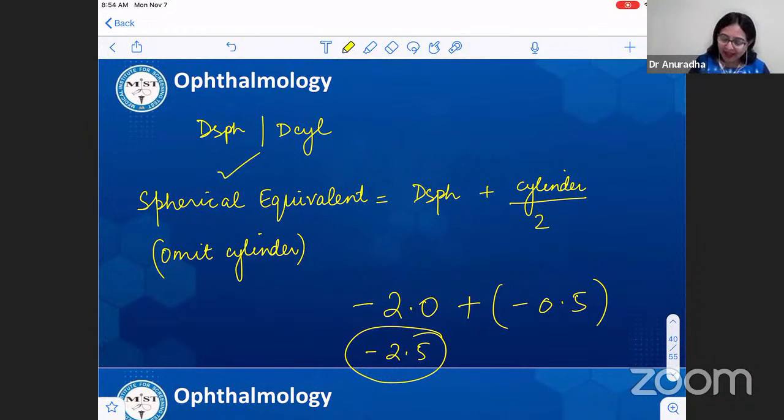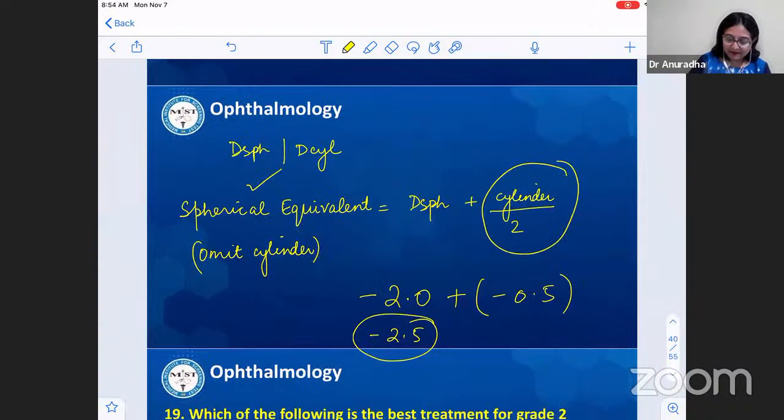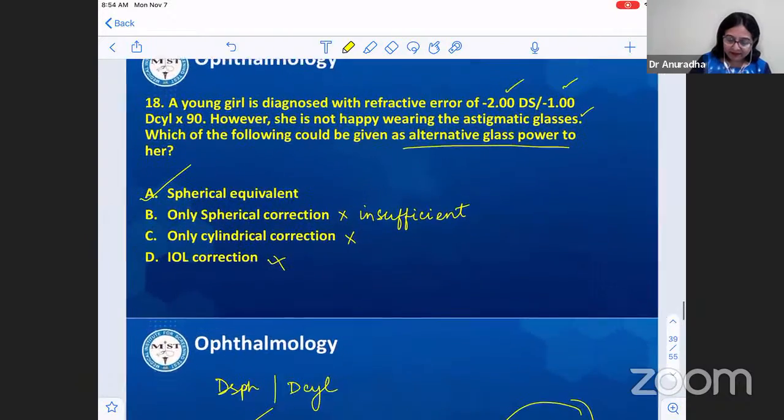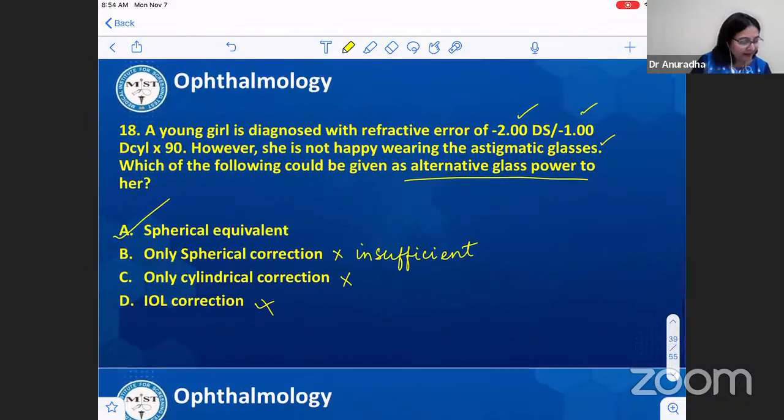I do it by adding half of the cylinder to the sphere. Then I need not give cylindrical power to that person. I can go with sphere only in the glasses. Okay, so is this question all right, beta? I give spherical equivalent. And how do I calculate spherical equivalent? Sphere plus half cylinder.